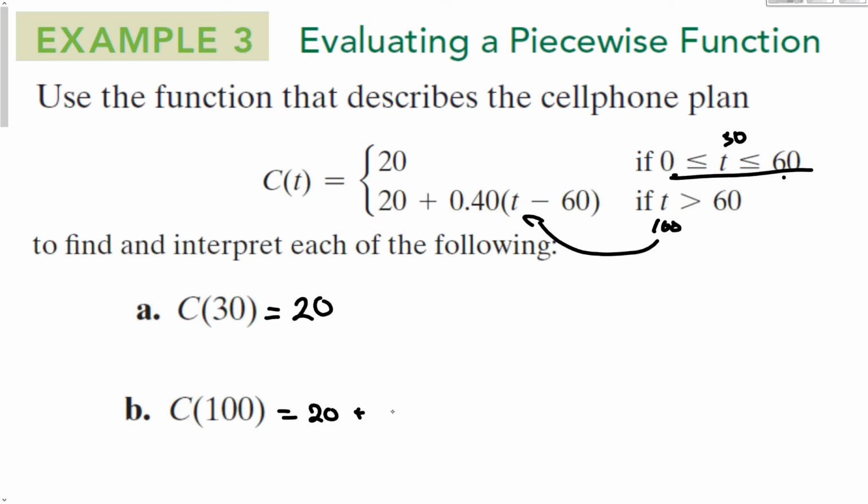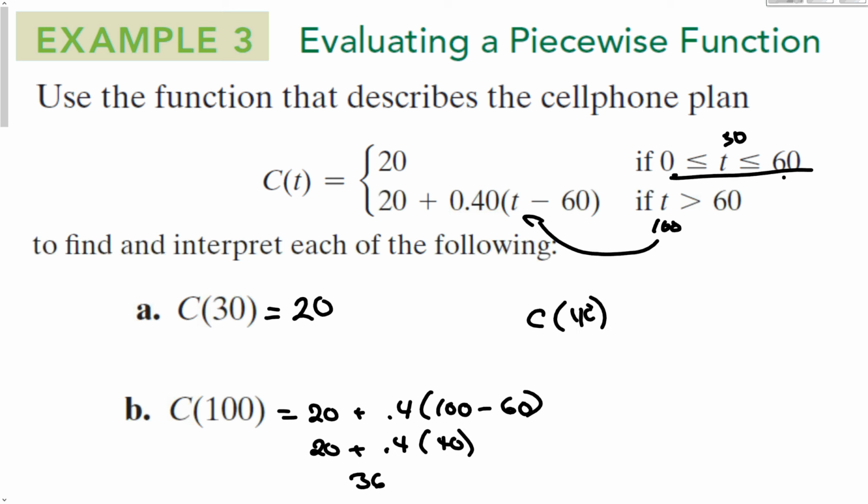So this turns into 20 plus 0.4 times (100 minus 60). So that's 20 plus 0.4 times 40, which is, whoops, not 32, sorry, 36. 20 plus 16 is 36. If I wanted to, I could do this for any number. C of 40 would still be 20 because it's not bigger than 60. C of 80 would be 20 plus 0.4 times 20, which would be 28. So whatever number you're trying to evaluate, you need to pick which function to use.